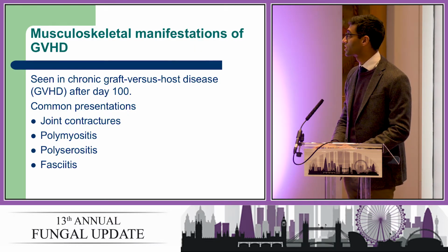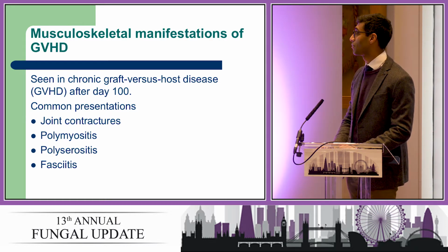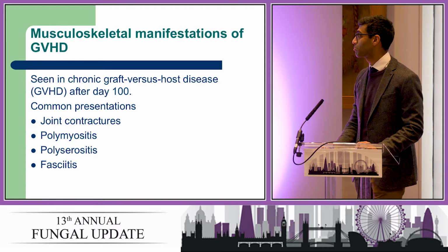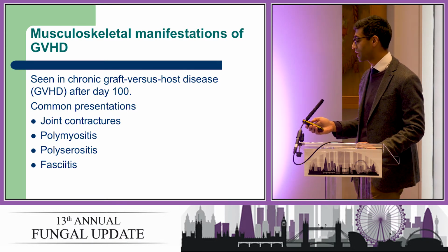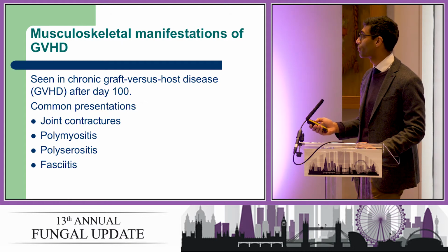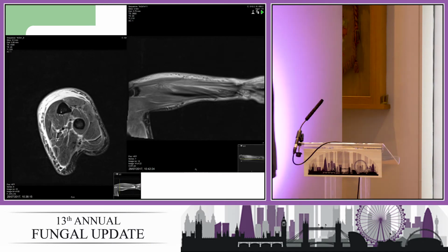The last system that I just wanted to touch upon, because we've seen a few cases here, is the musculoskeletal system. Common presentations are those of joint contractures. You can see polymyositis or polyarthritis, but commonly, the most common appearance on imaging, as well as clinically, is that of fasciitis. Typically, you will have cutaneous findings with it, but sometimes you don't. On MR, what we look for is edema within the subcutaneous tissues.